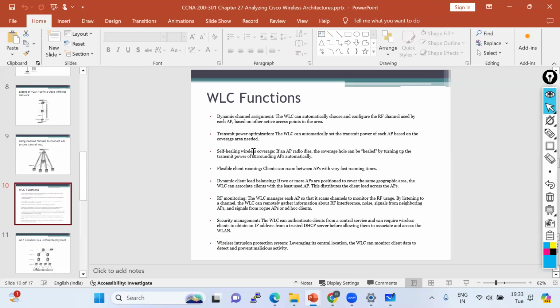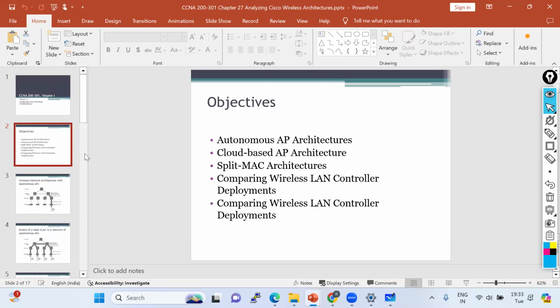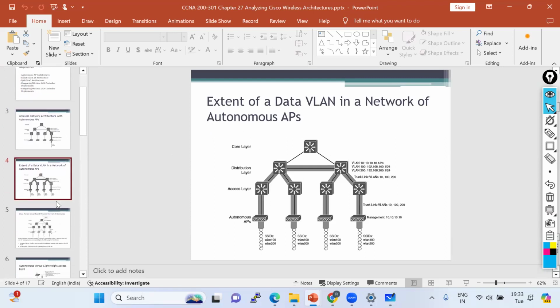So now we have to understand the WLC. We'll explain the WLC concept at a later stage. For the time being, we'll stop this session because we have understood the basic concept of the autonomous system and the lightweight system. We understood the key components of any wireless setup, that is the WLC, AP, switch and router, in which case they are required and when they are required.